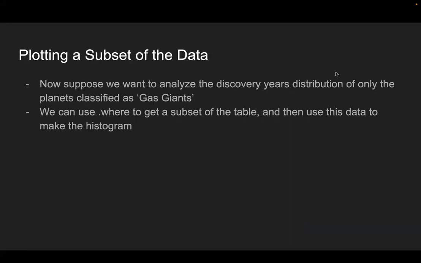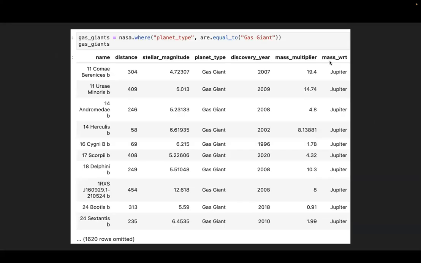So if we wanted to plot a subset of the data, so let's say we only want to look at planets that are classified as gas giants, then we can use .where to get a subset of the table, and then we can use this data to make the histogram. So in this example, we set gas giants equal to a subset of the table where the planet type is equal to the gas giant.